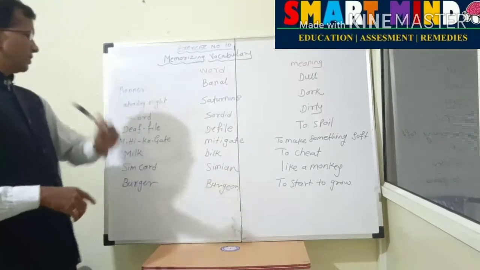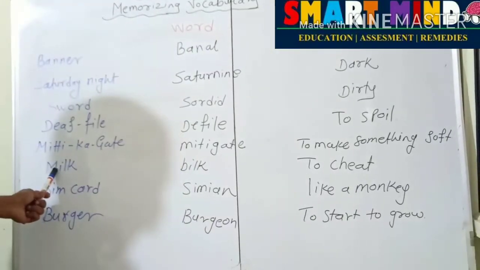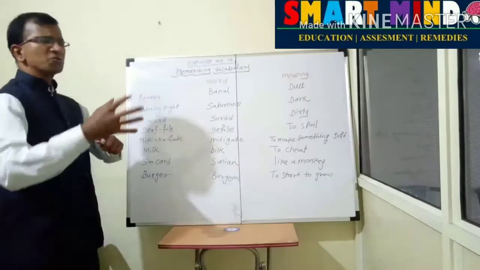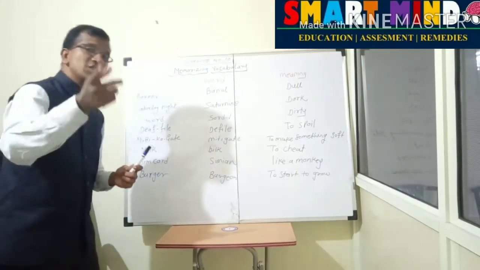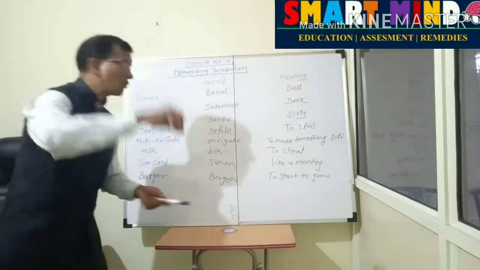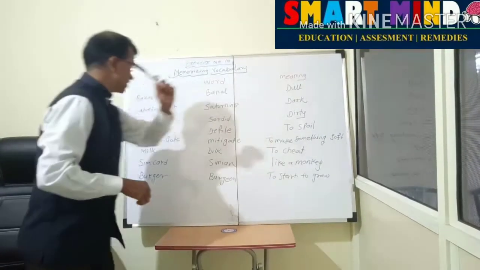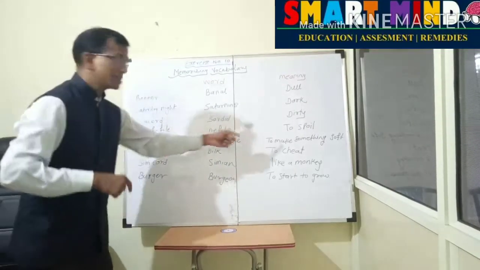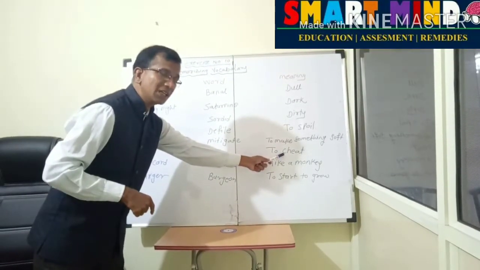Here, milk. Bilk, milk. The milkman used to come to your house and he used to cheat you. How can the milkman cheat you? By using water in the milk. So cheating is there. Bilk, milk. Milkman, what is that? Cheating is going on daily.